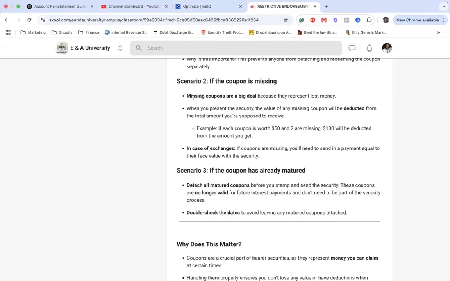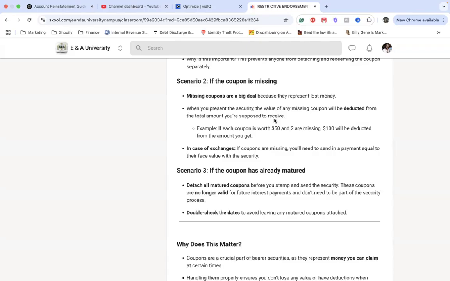So if the coupon is missing, right? The missing coupons are a big deal, guys, because they represent a loss of money. And when you present the security, the value of any missing coupon will be deducted from the total amount that you're supposed to receive. You're basically going to lose the money, guys. It won't cover the payment of what you're trying to exchange or redeem if any of it's missing.